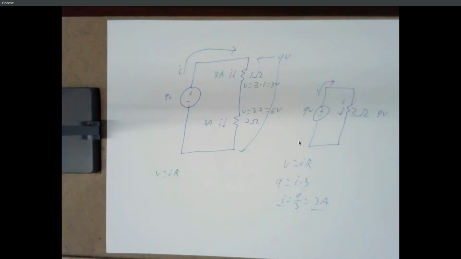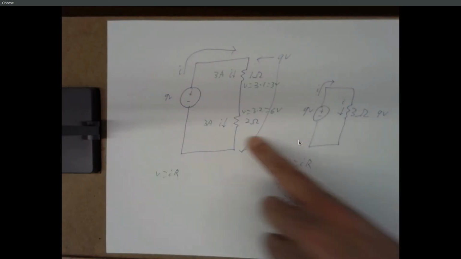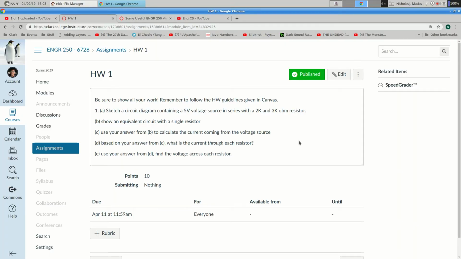Okay, but exactly the same procedure, and I'm telling you what the procedure is in here. Sketch an equivalent circuit with a single resistor. So add those resistors together, that'll be a 5,000 ohm resistor. Use that answer to calculate the current coming from the voltage source, find your I. Right, 5 volts equals 5,000 times I, divide, that gives you I. And then, based on that, what's the current through each resistor? It's exactly the same current coming out of the voltage source, because current is constant, right? And then, last step, once you know what that current is, and you already know the resistance, use Ohm's law to find the voltage. So it's a direct repeat of the problem we just did, okay?